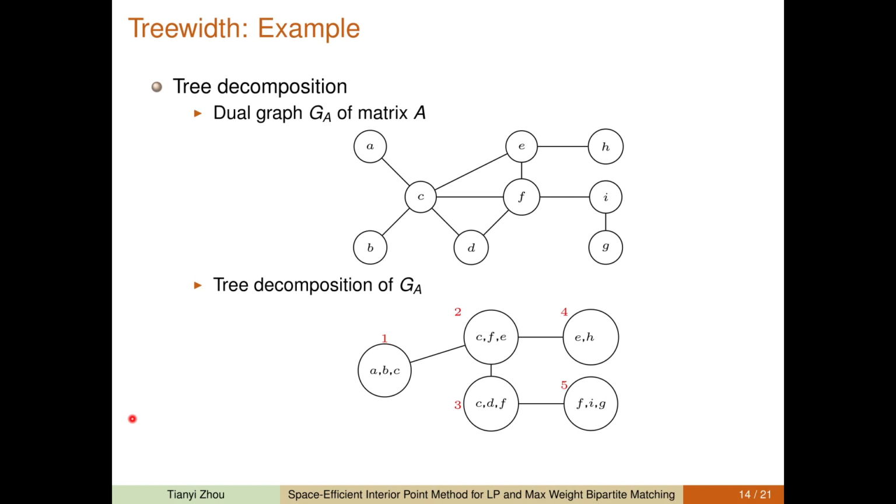Let's see an example here. The first figure is the dual graph of matrix A, and the second one is the tree decomposition of graph G. We can see that the union of the vertices in all bags of the tree are nodes A to I, which is the same as the union of all nodes in graph G, which follows the first rule. For edge CB in graph G, bag 1 contains both C and B, and for edge EF, bag 2 contains both E and F. And for the third rule, we can see that the bags containing node C are bags 1, 2, 3, which is a subgraph of the tree.